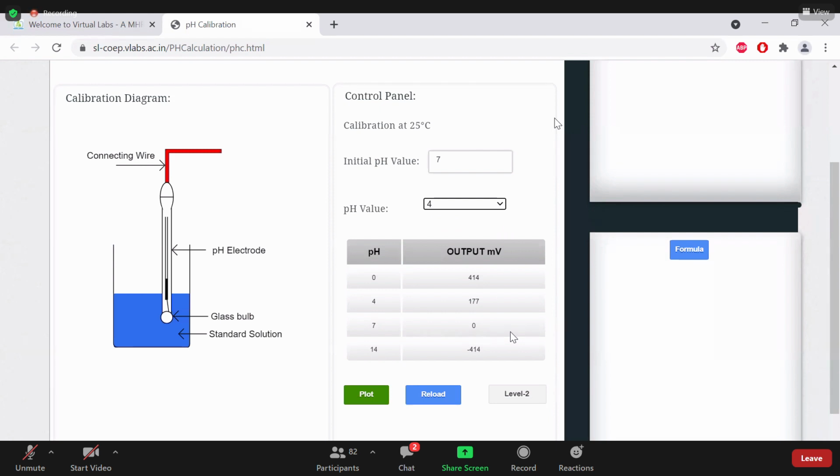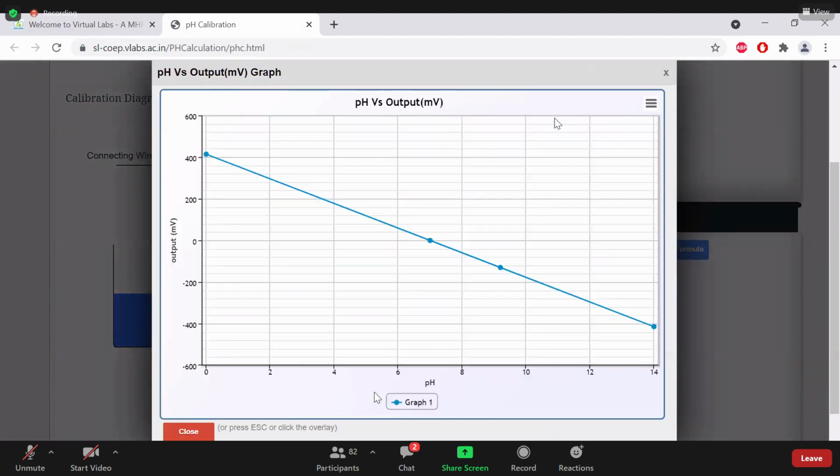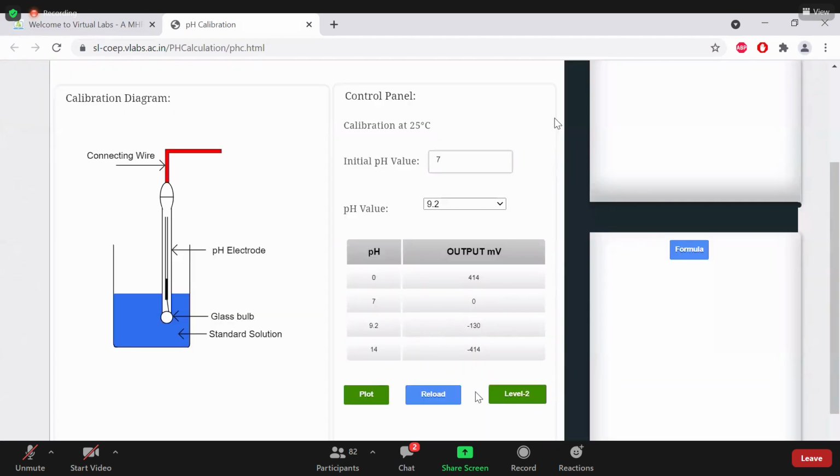You can observe here, acidic liquids are giving positive output and the alkaline liquids are giving negative outputs. And click on plot, you will get a graph. These are the pH values. On x-axis we have pH values, on y-axis we have obtained outputs.